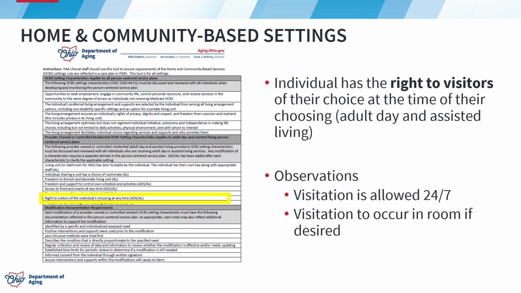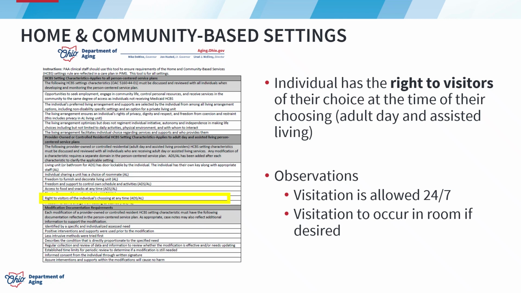Individual has the right to visitors of their choice at the time of their choosing. This applies to both adult day and assisted living. Visitors should be unrestricted in terms of when they can visit and where they can visit, unless there is going to be a reason that is assessed and justified in the person-centered care plan. We have heard of a handful of assisted living facilities since after the public health emergency ended that are still restricting visitation, and that is not allowed.